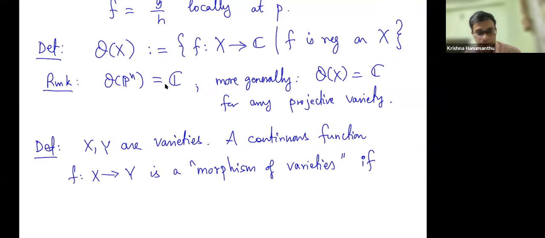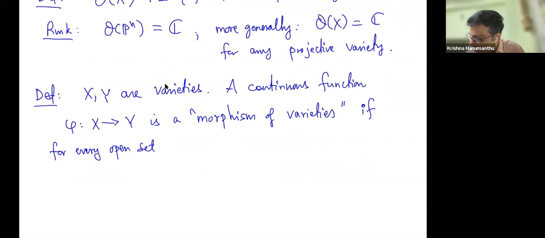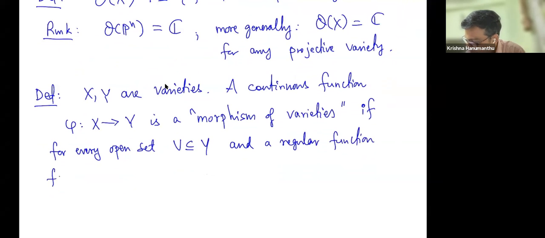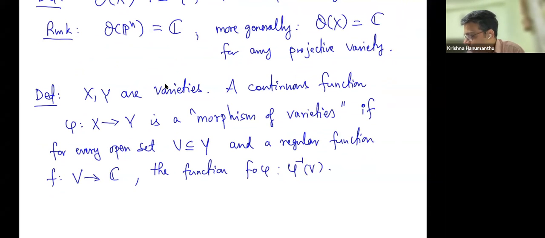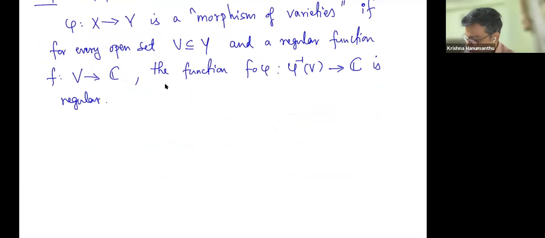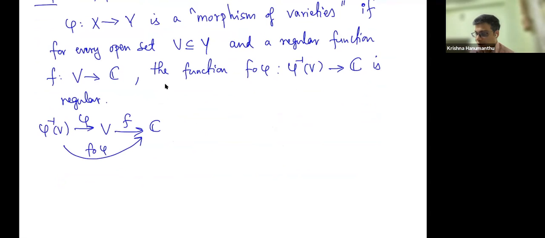if for every, okay, so maybe I'll call this phi. If for every open set, I'm just writing it so that you see it once. It's not important for the remainder of the lecture. For every open set V of Y and a regular function f from V to C, the function f circle phi, restricted to phi inverse V to C, is regular. So what you should remember is that it takes regular functions to regular functions. So if this is regular, this is regular. Okay. So morphisms are those which pull back regular functions to regular functions.